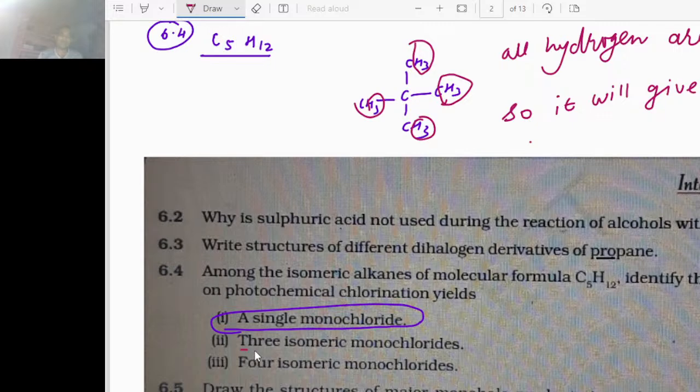Then the second case they are saying is 3 isomeric monochlorides, student.